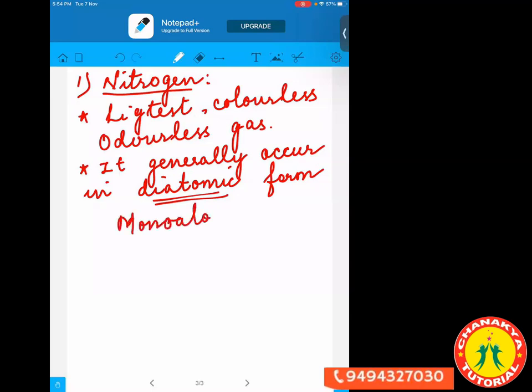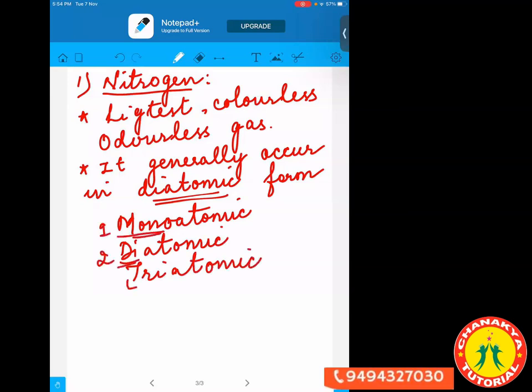Few names are there: monoatomic, diatomic, and triatomic. Fine. Mono means one, di means two, and tri means three. Clear? Mono is one, di stands for two, and tri stands for three. Now here, everywhere you can see the last word is atomic. So monoatomic, diatomic, triatomic. So this atomic basically means the atoms. And what are the atoms? They are the smallest particles of matter.